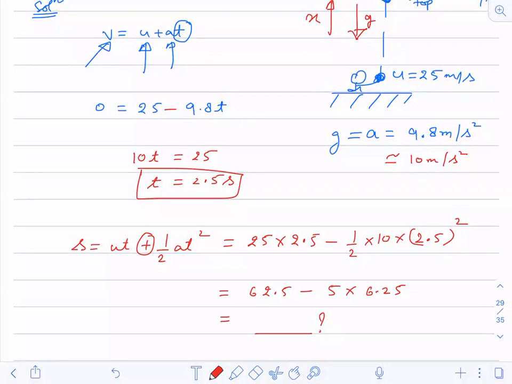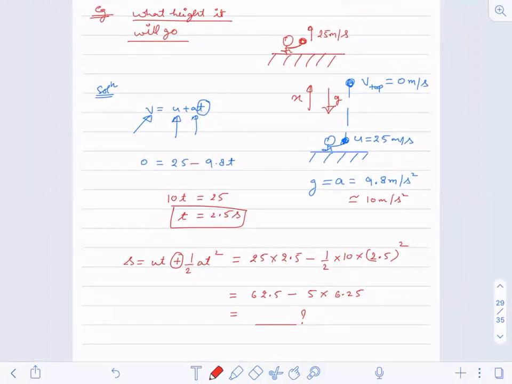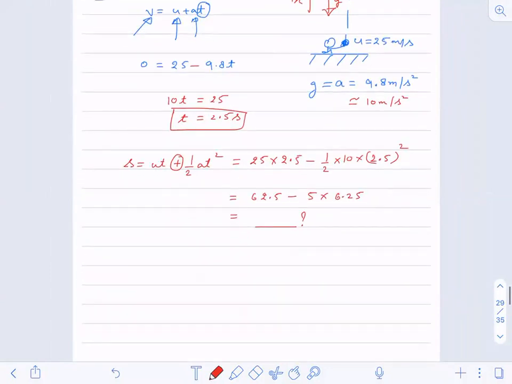No, it's not always that you will take it like that. Suppose I'm taking a different question now. This was one question where you have thrown a ball upward. Now I'm releasing the ball. So now just see here, I'm releasing the ball.